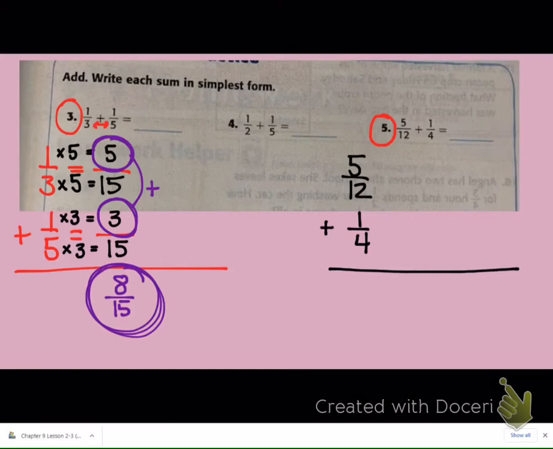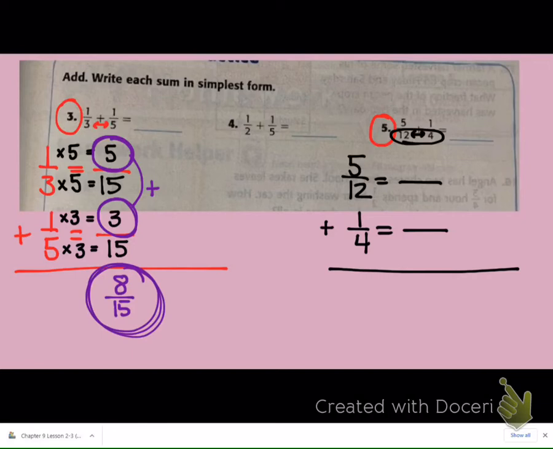Draw my line, make my equal signs, make my fraction line. Why am I making my fraction line? Because I noticed that it does not have a common denominator. Look at those, 4 and 12. So, step 1, we've got to go ahead and find our LCM. What is our least common multiple there?